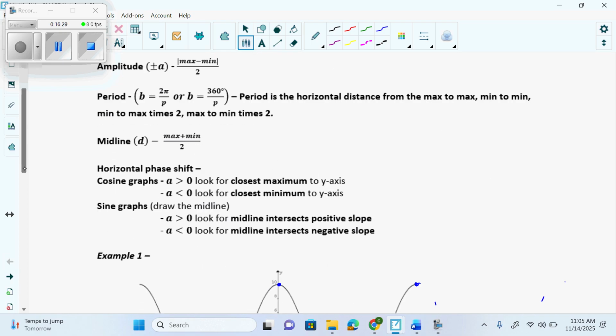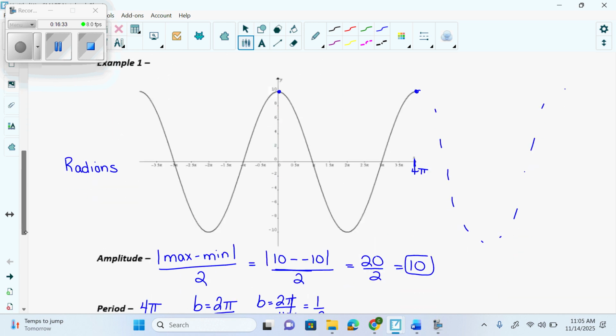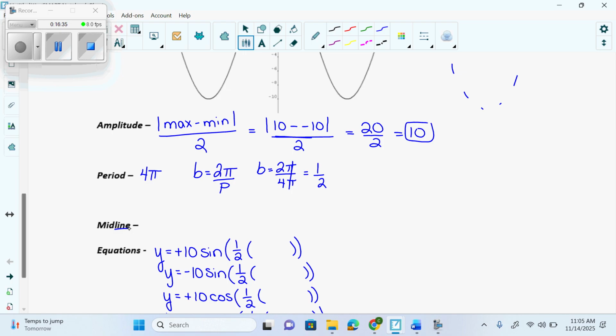So the midline formula is max plus min divided by 2. The catch here is you have to do y equals, because it is a midline. So we need to give a line. A line is an equation, a y equals equation or an x equals equation. Horizontal ones are y equals. So we want to find the average.